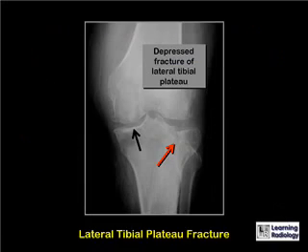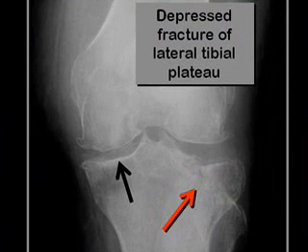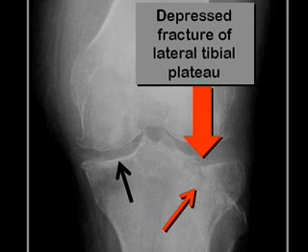This is an example of a fracture of the lateral tibial plateau. The red arrow is pointing to the slightly depressed fracture. The black arrow is pointing to the normal position of the medial tibial plateau. The force was downward by the lateral condyle of the femur in this patient who was in an automobile accident.